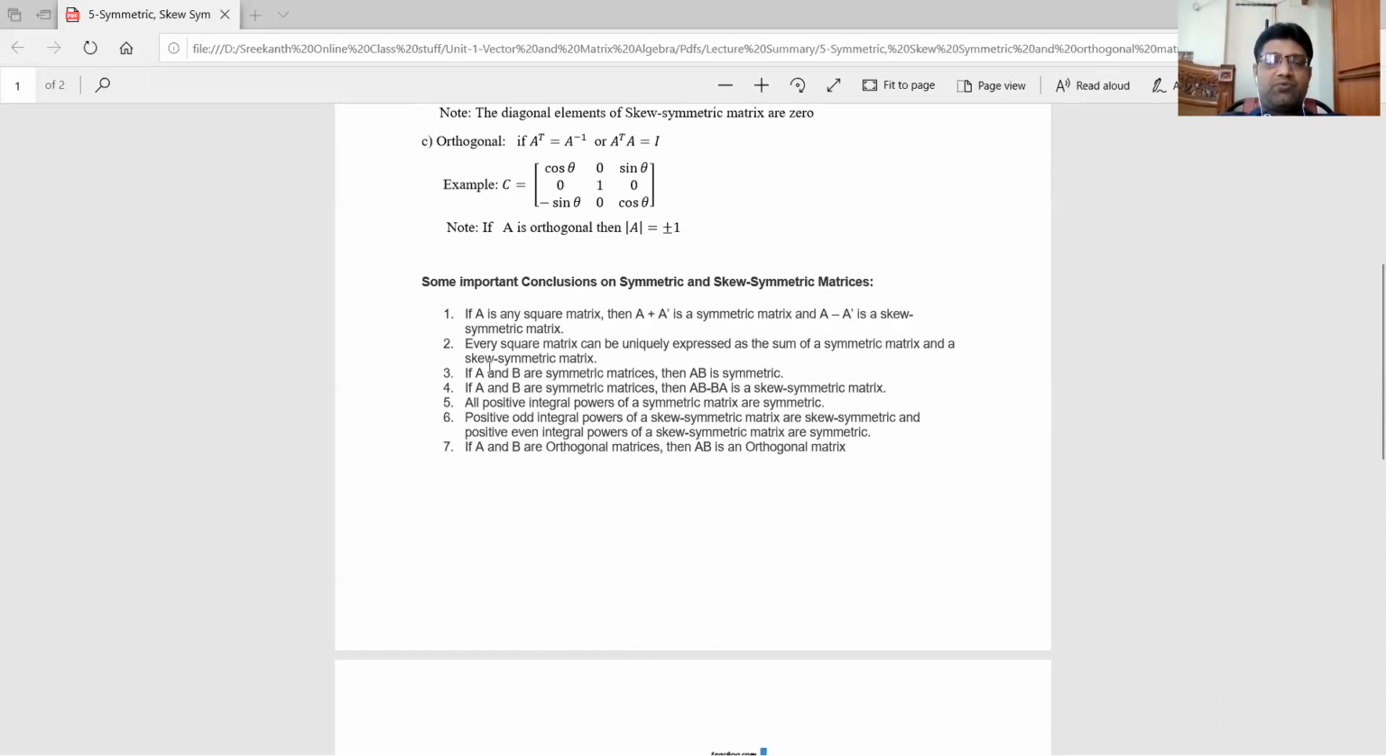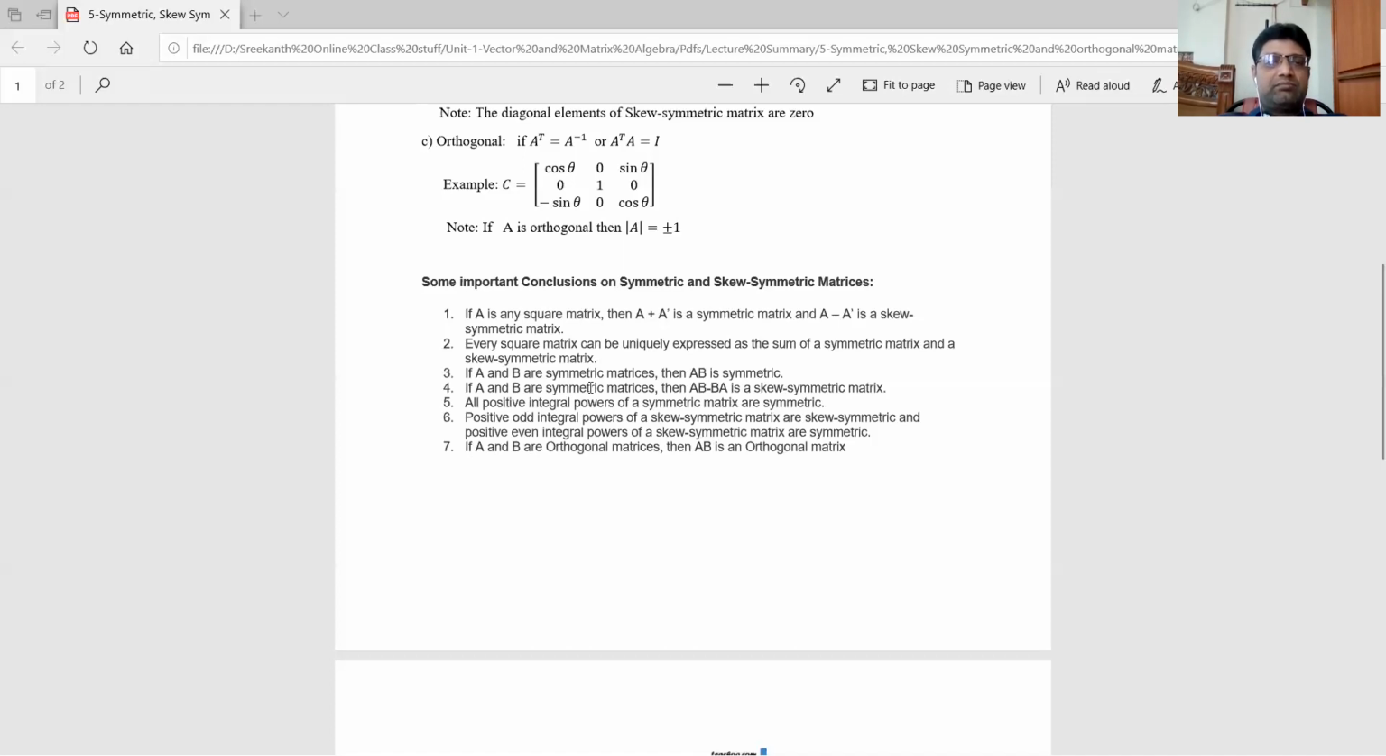And the second one is a very, very important property. Every square matrix can be uniquely expressed as the sum of a symmetric matrix and a skew symmetric matrix. So every square matrix can be uniquely expressed as the sum of a symmetric matrix and a skew symmetric matrix.